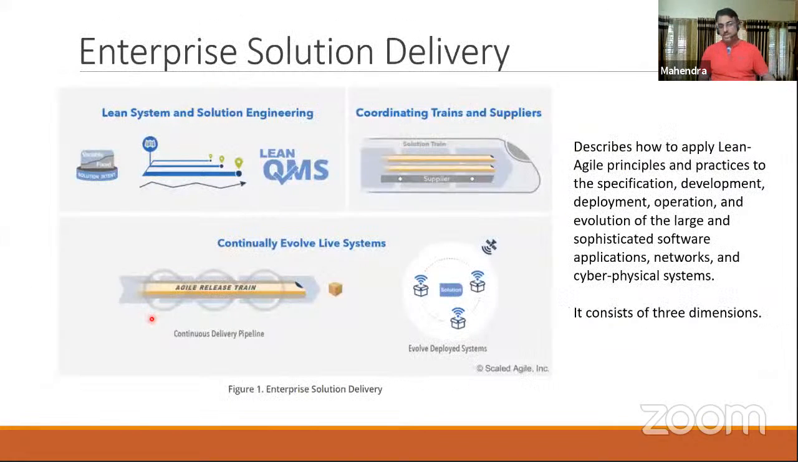We'll finish this enterprise solution delivery, then we can take a pause for any questions. That would complete the execution part of it, and then we can move to the strategic core competencies. Enterprise solution delivery once again has three dimensions.